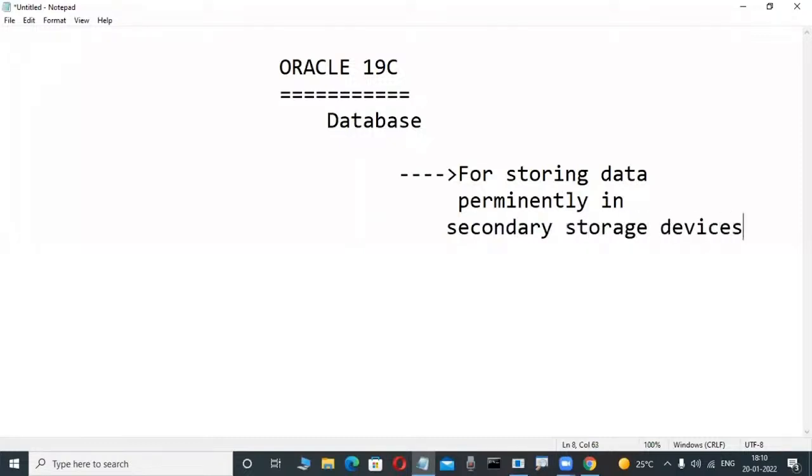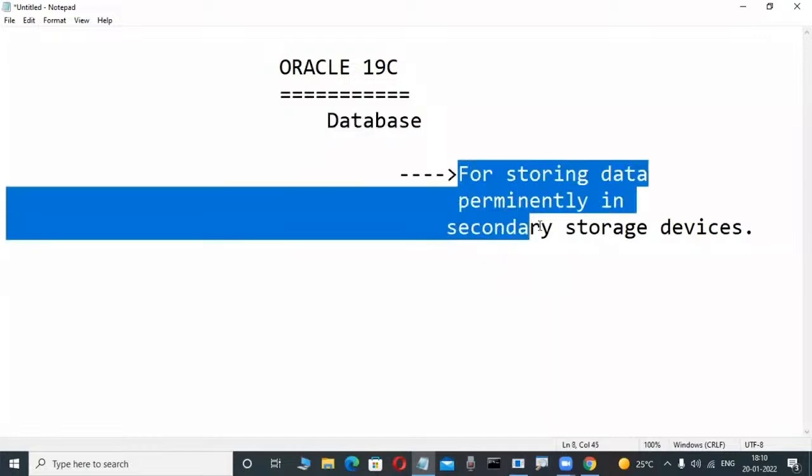Permanent. Suppose today we store our data, after 5 years, 10 years, 20 years, 100 years, your data is also available. We are using it. That's why Oracle is a product from Oracle Corporation. Some version number is there. This is a database product, one of the popular databases. But what is the purpose? For storing data permanently in secondary storage devices.